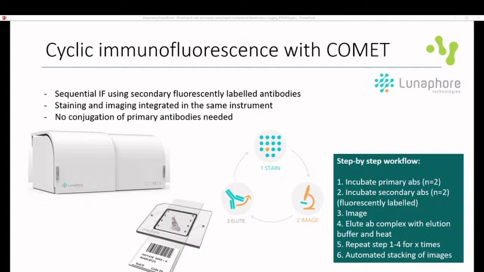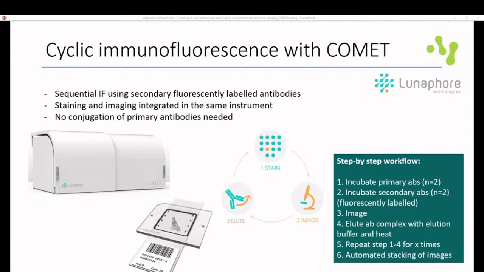And then we would incubate with 2 secondary antibodies that are labeled with 2 different fluorophores. Then this complex will be imaged, and the whole antibody complex will be eluted with a buffer of low pH and heat. By repeating that X number of times, we can build up a multiplexed imaging experiment. And all of this is done in this COMET instrument, an integrated system that does both the staining and the imaging, so it's also automated.